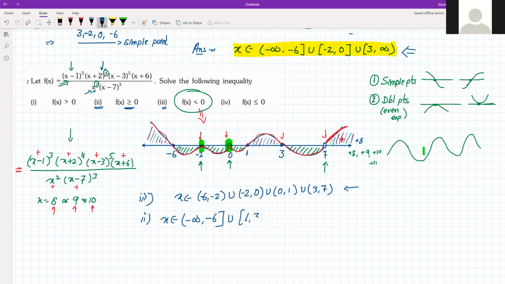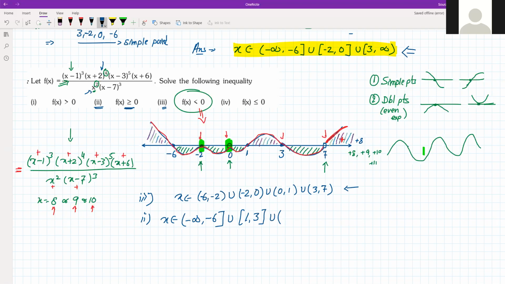Sir, I didn't understand why we didn't do -2 to 0 and 0 to 1 in this. Because there it is less than 0. We have to find where it is greater than or equal to 0, the sections in which it is greater than or equal to 0. I'll come to that as well. This is 1 to 3, and then union.